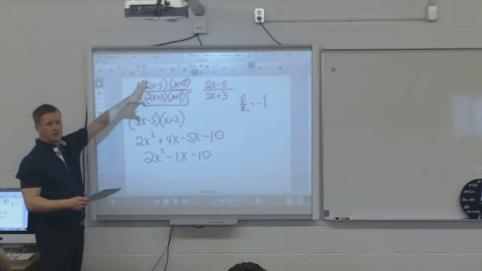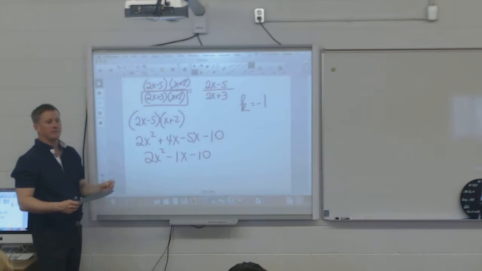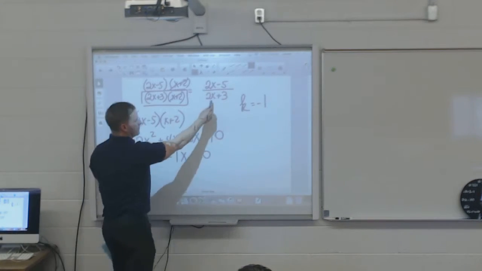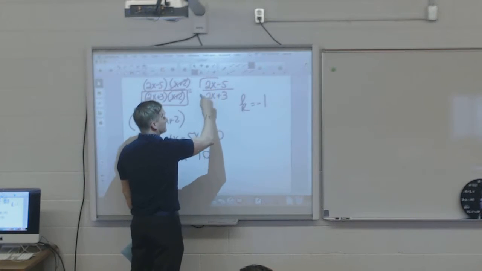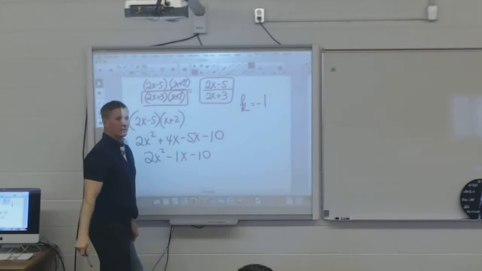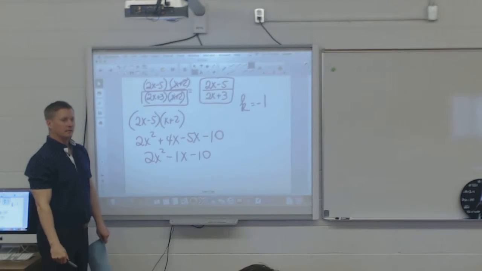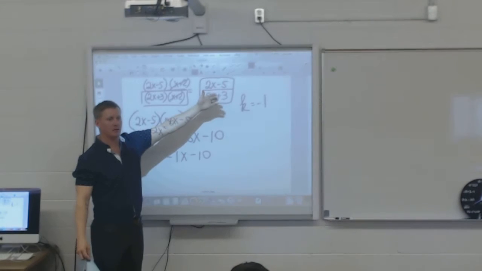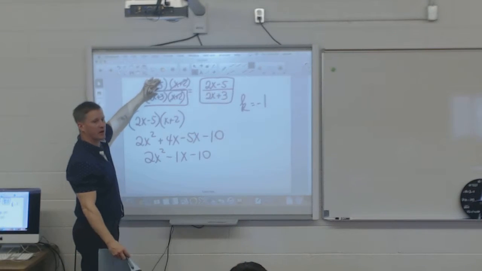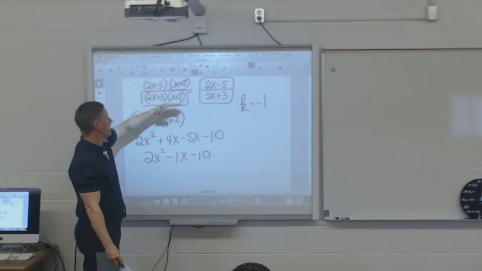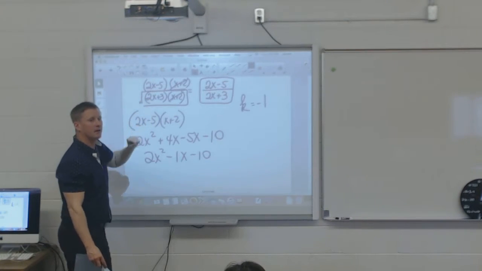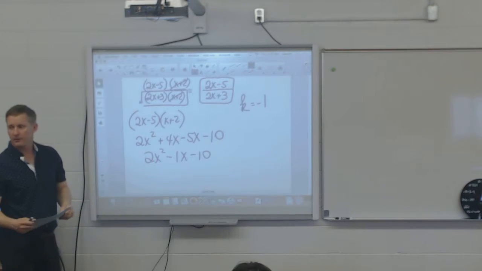Okay, questions? Eli? So why do you not put 2x plus 3 above? Because you got it on the bottom. Well, because I need it to look like this. Oh yeah, I see, okay, yeah. I needed this left side to be the same as the right side in order for them to be equal. So I needed 2x minus 5 on top and a 2x plus 3 on the bottom. And when I factored the bottom, I ended up with a 2x plus 3. Okay? Alright, any other questions about that guy?